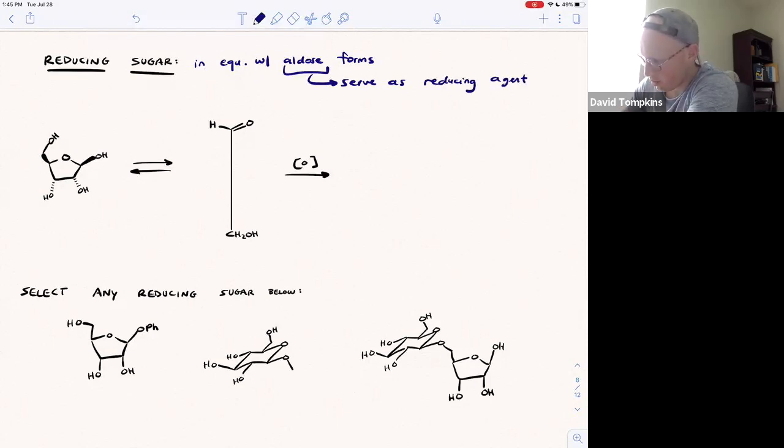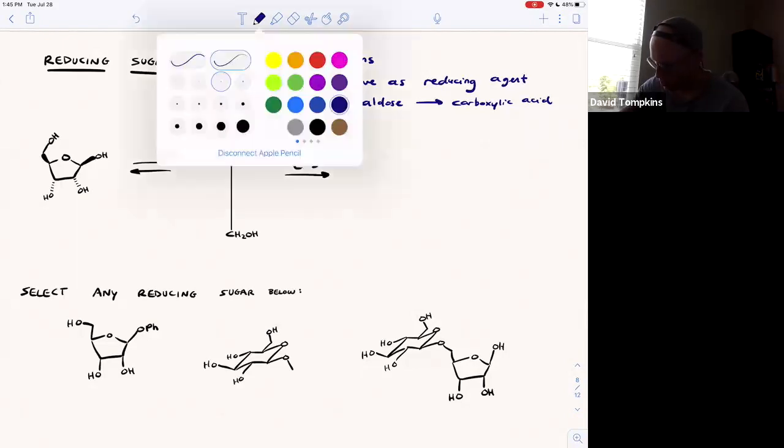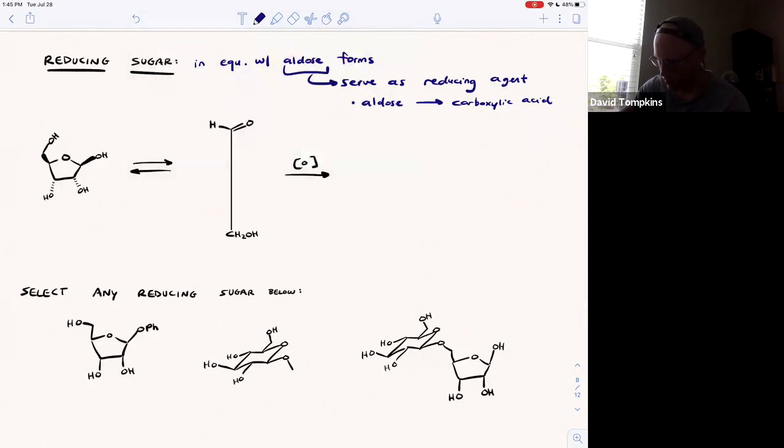And it can undergo an aldose to carboxylic acid oxidation process upon treatment with, for example, the Tollens reagent or other associated oxidants. Okay, so in order to be in equilibrium with the aldose form, we must have an anomeric OH, or we must have some sort of hemiacetal.